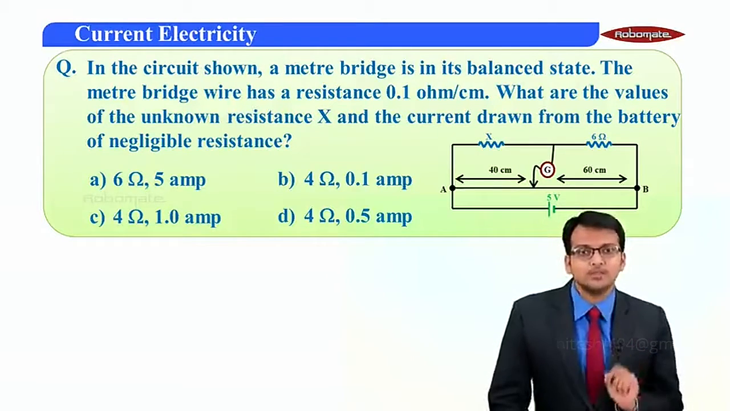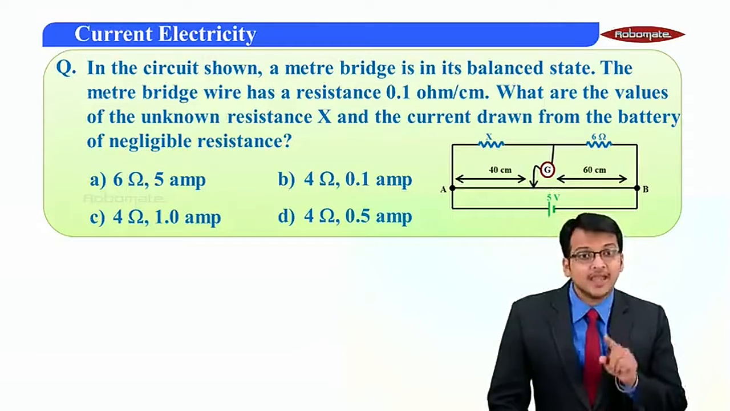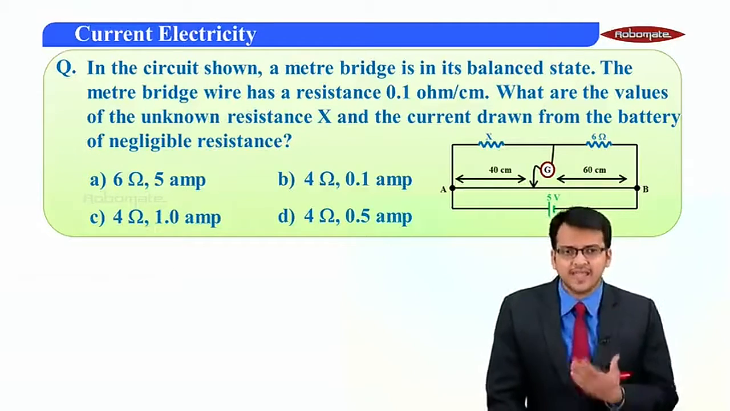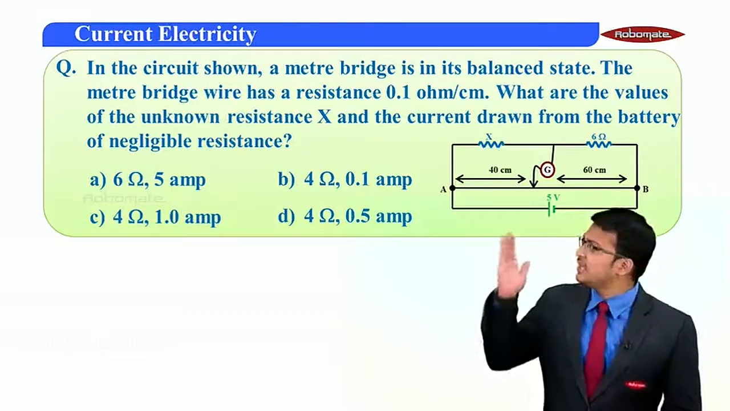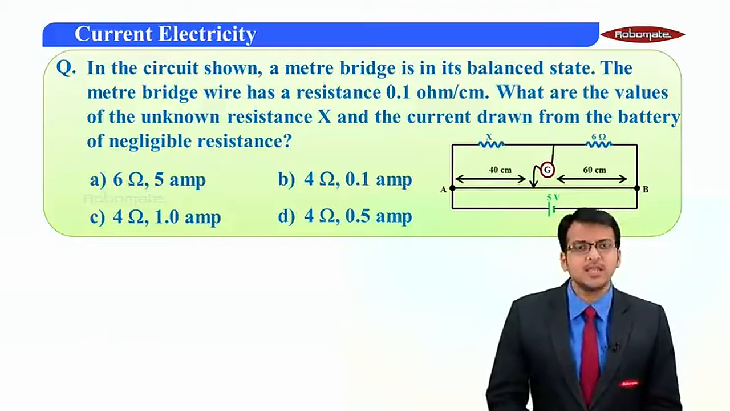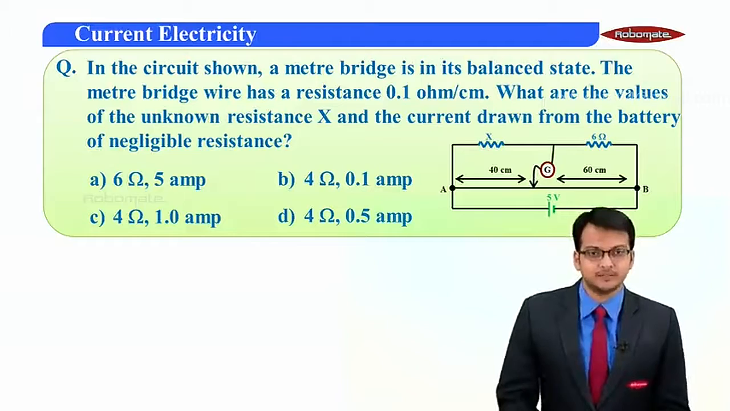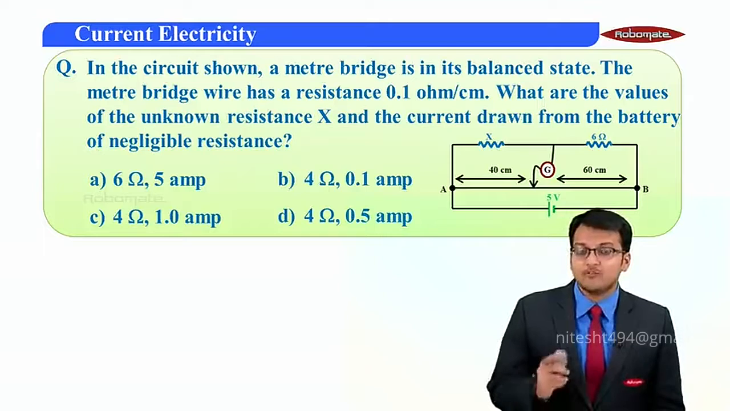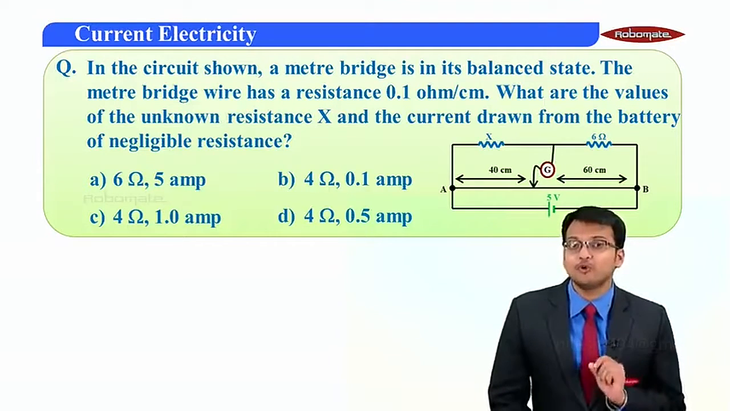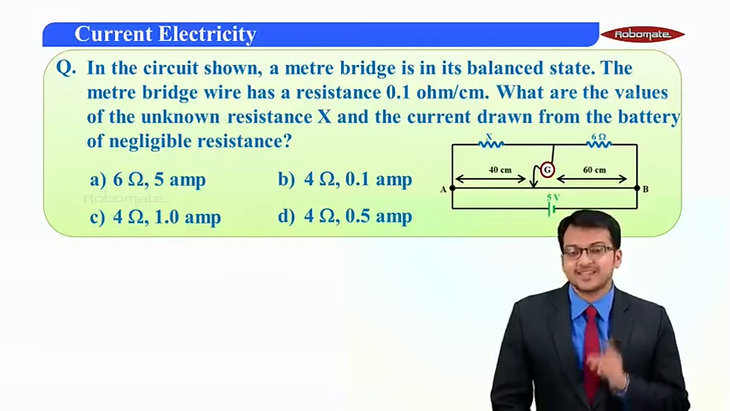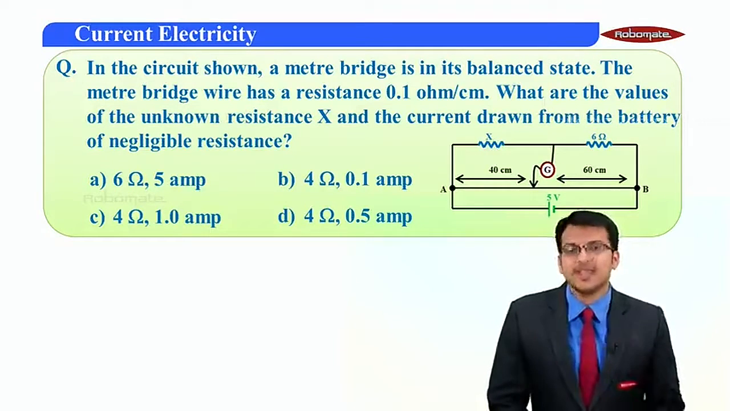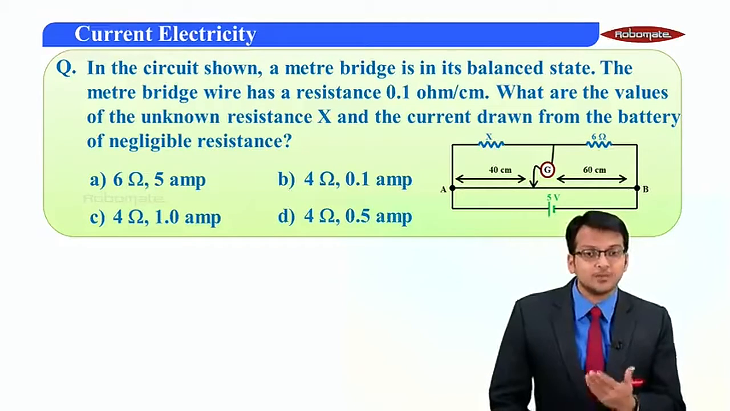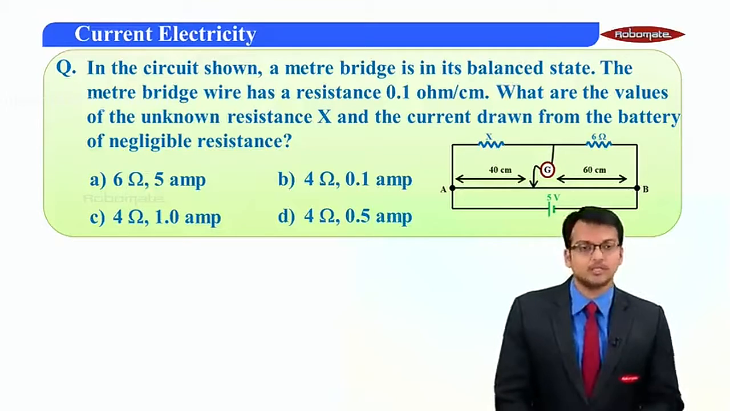What are the values of the unknown resistance X and the current drawn from the battery of negligible resistance? That means I am supposed to find X, the resistance in the left gap of the meter bridge, as well as the current. Now, if you closely see the options, dear students, you need to be very smart. Out of the options, the resistance is 4 ohms in 3 options. Anyways, we will try to find that, and if the resistance comes out to be 4 ohms, that means option A has to be incorrect. Okay, let's move ahead.